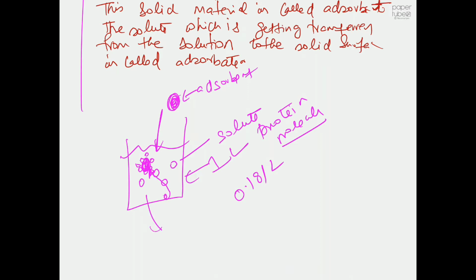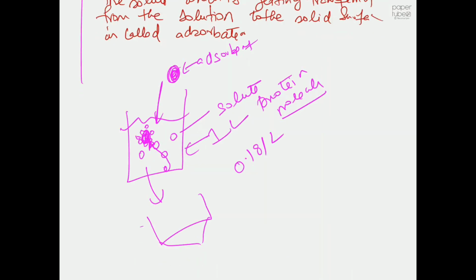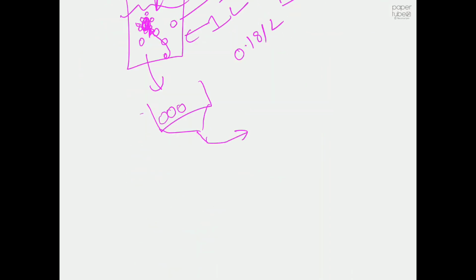So you can filter the solution. If you filter it, you will get a clear solution, and in the bottom you will get adsorbent with your products recovered. They will be on the surface of your adsorbent. So that's how adsorption works, and adsorption works really well, especially when you're dealing with very low concentration. Even if you have a very small concentration difference, you can still move your solute from the solution side to the solid side.